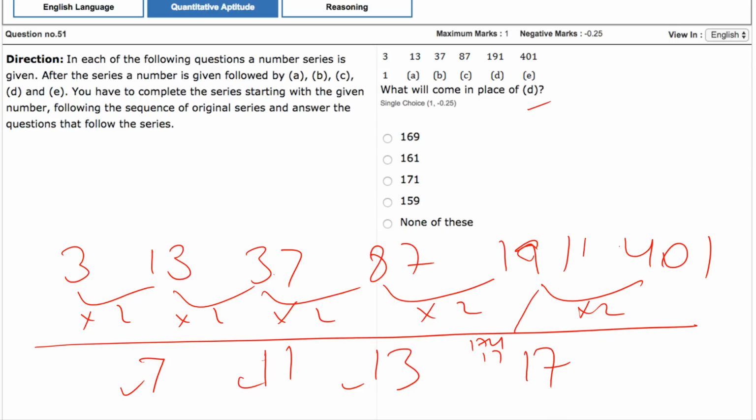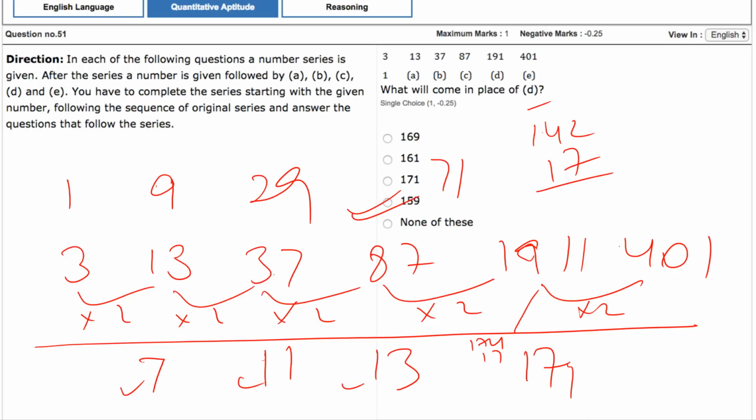Okay, so which number corresponds to this. I start with 1. 1 into 2 plus 7. So 1 into 2 is 2. 2 plus 7 is 9. Alright. Similarly, 9 into 2, 18. 18 plus 11? 29. 29 into 2 will be 58. 58 plus 13 will be 71. Now 71 into 2, 142. What was the number added here? 142 plus 17, which is 159. That is your answer, right? I hope this is also clear.